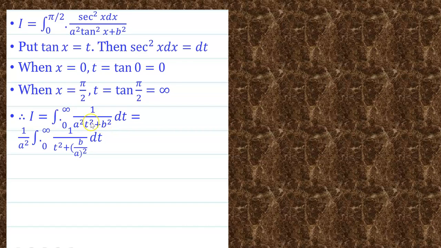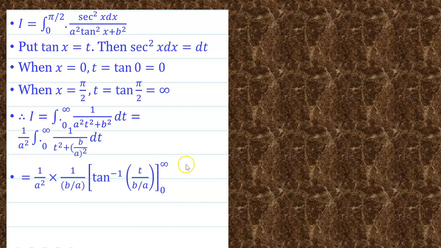पुन्हा या दोघांतून आपण काय कॉमन करणार, a square, that is 1 upon a square integral 0 to infinity 1 upon t square plus b upon a bracket square into dt. Okay, this is the b upon a bracket square into dt, and its integration is 1 upon a square into 1 upon a means what, 1 upon b upon a होणार. इथे tan inverse of t upon a असतो, but what is the a here, b upon a. Okay, and lower limit is 0, upper limit is infinity.